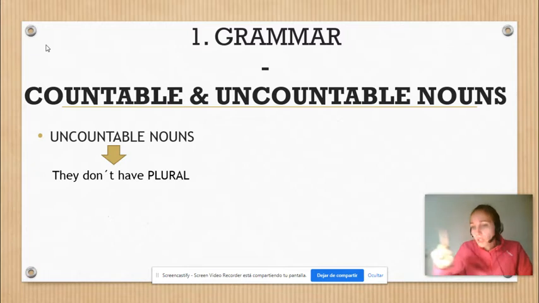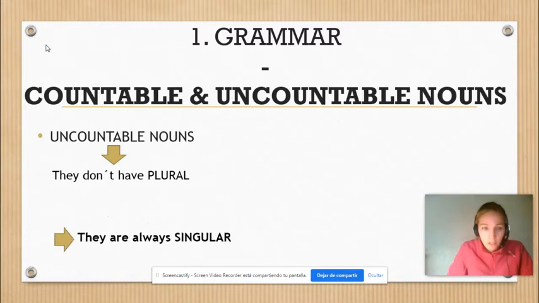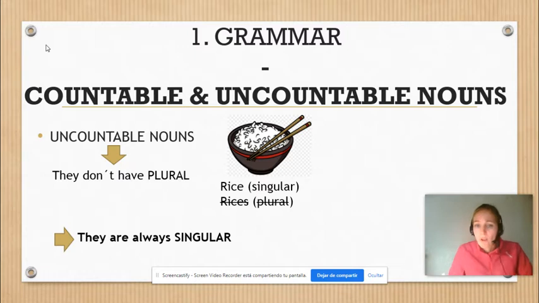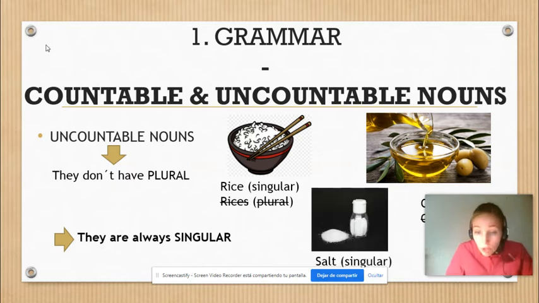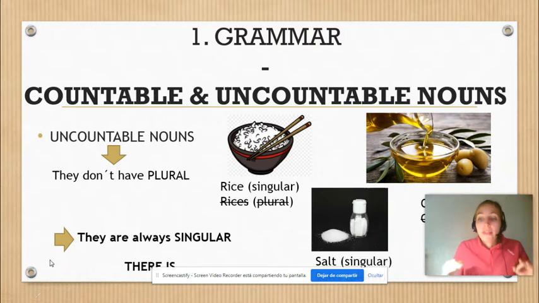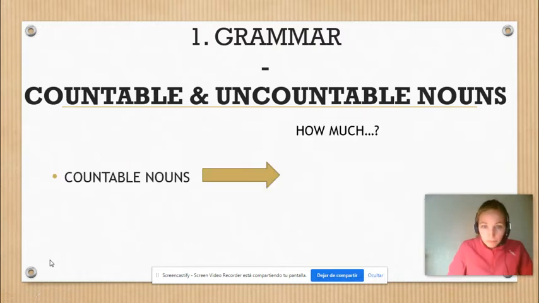So, they don't have plural, they are always in singular. For instance, rice, we can't say rices. It's impossible. It's a mistake. Oil, we can't say oils. And the same with salt. We can't say salts. So we always use there is.